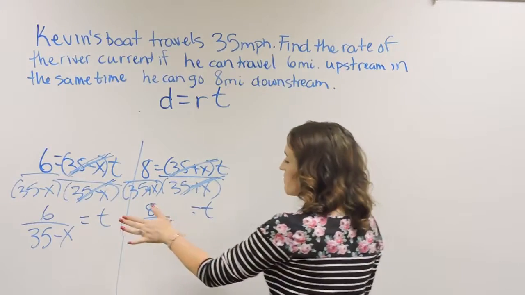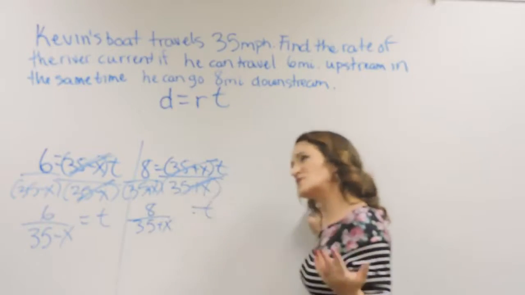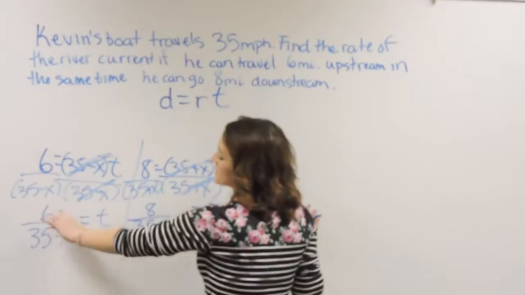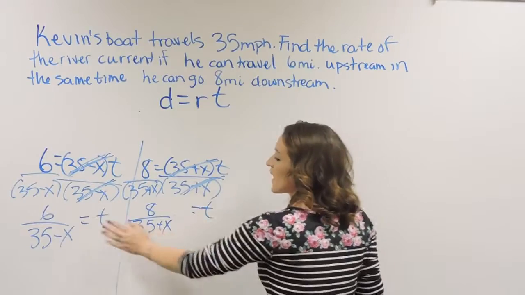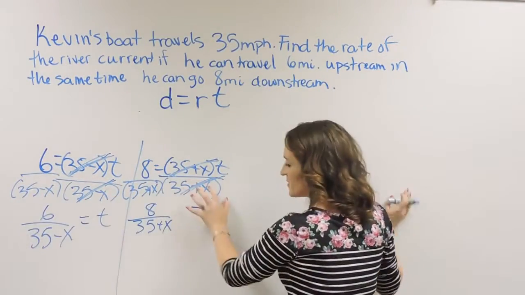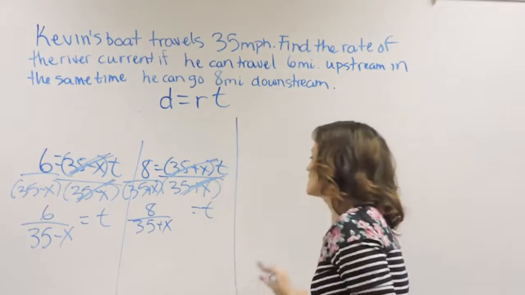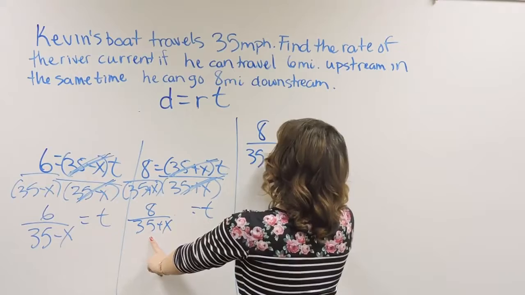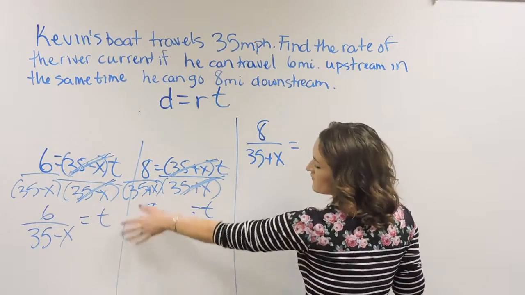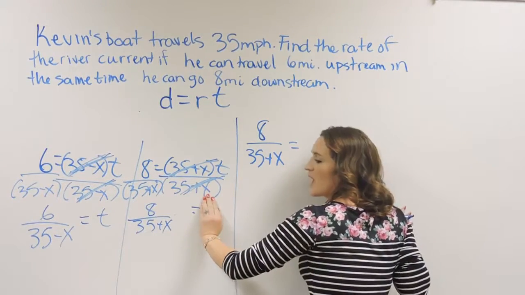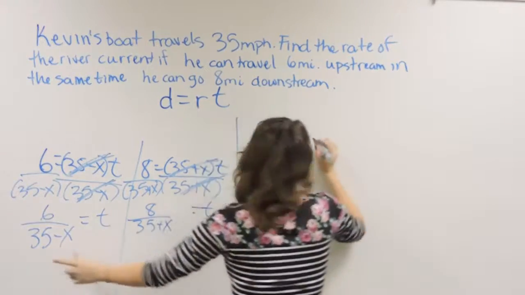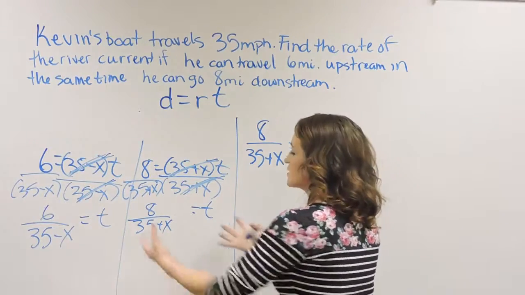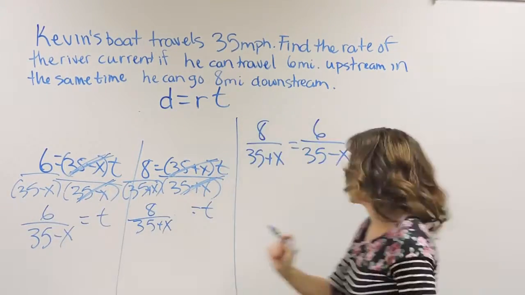So now that I have them both solved for t, essentially what we're doing is almost like a substitution. If t equals 6 over 35 minus x, I can take this and plug it in for this t over here. So I could have 8 over 35 plus x, but instead of equaling this t here, I'm going to have it equal to 6 over 35 minus x, because that also equals t. So essentially we're just setting them both equal to each other.